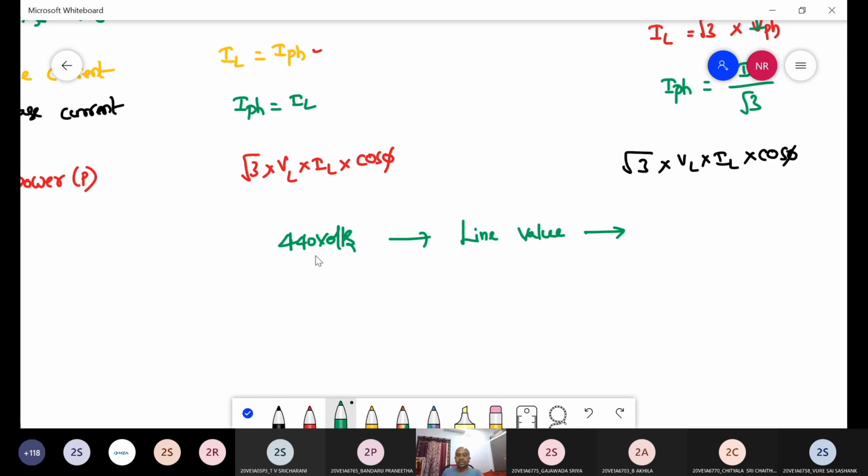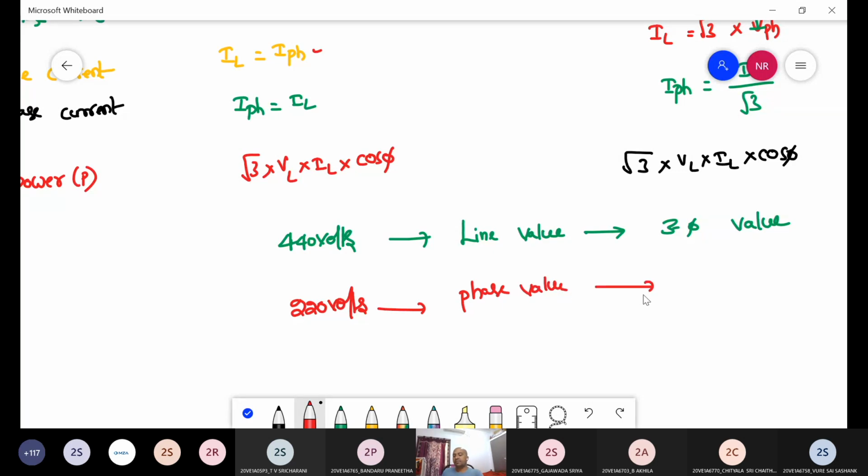it is the value we are using. If it is the three phase value, it is 440 volts. If it is the single phase value, phase voltage means between any phase and neutral. Here, line value and phase value difference: on the consumer side, it is some 220 or 230 volts, right? This is the phase value. It is the single phase value.